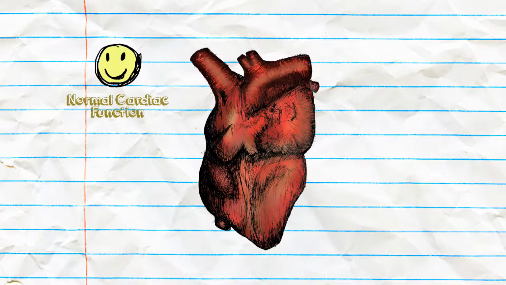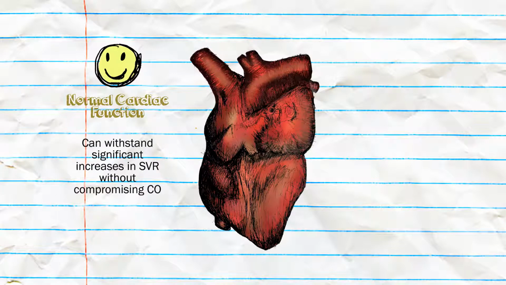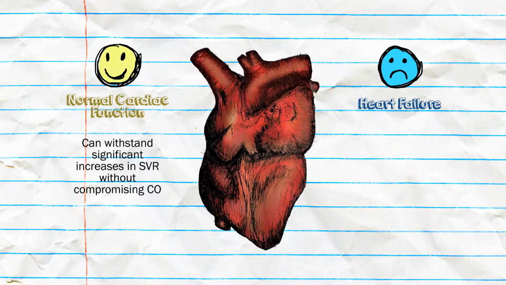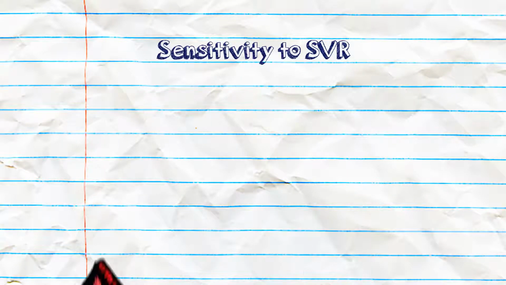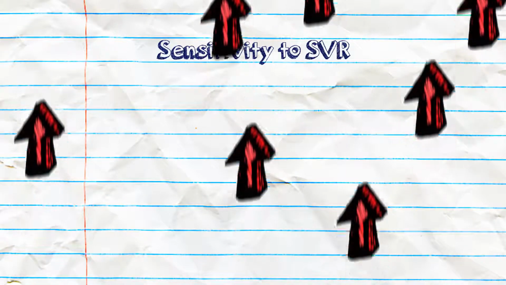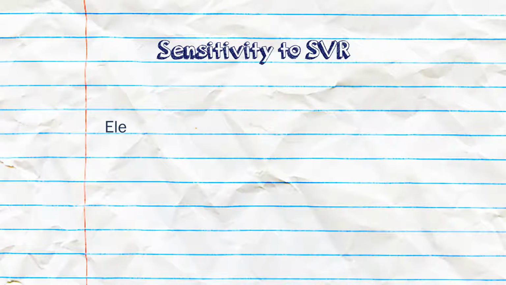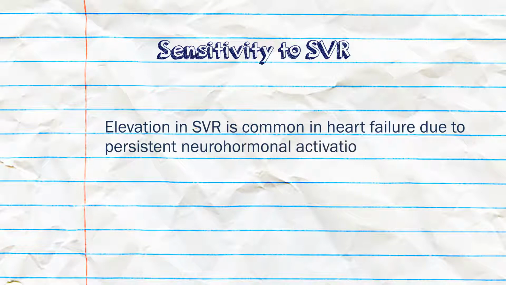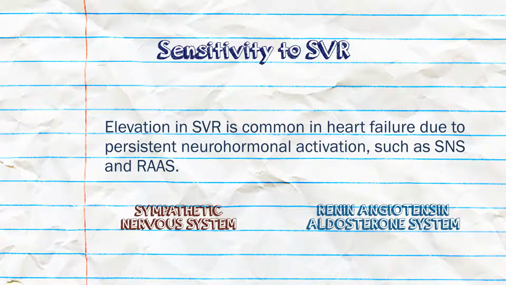It's important to note that patients with normal cardiac function can withstand significant increases in SVR without compromising cardiac output. However, patients with heart failure are very sensitive to changes in SVR. This sensitivity to SVR increases with the progression of heart failure. Keep in mind, elevation in SVR is common in heart failure due to persistent neurohormonal activation such as SNS and RAAS.